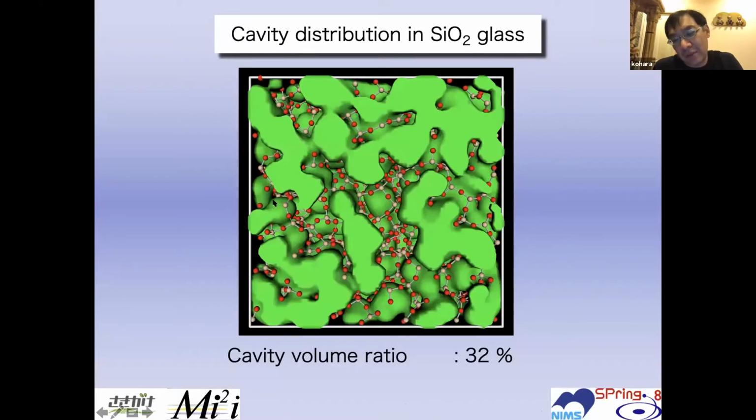And this slide visualizes the cavity distribution in silica glass using a cavity calculation code developed by Jülich scientists. Bob is also involved in the project of this code. In our analysis, the cavity volume ratio is almost 32% in silica. So silica has a large fraction of empty space. This is a very, very typical atomic configuration for good glass forming oxide materials.